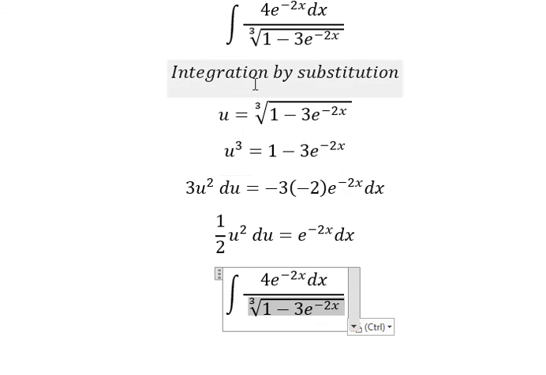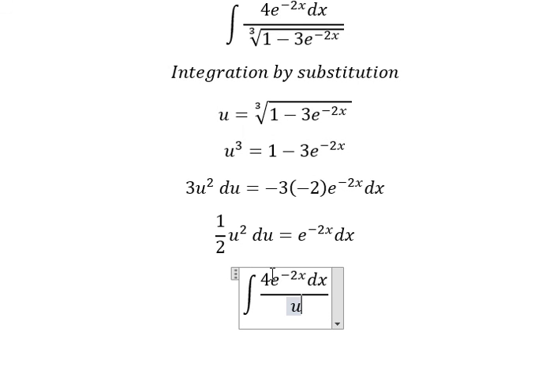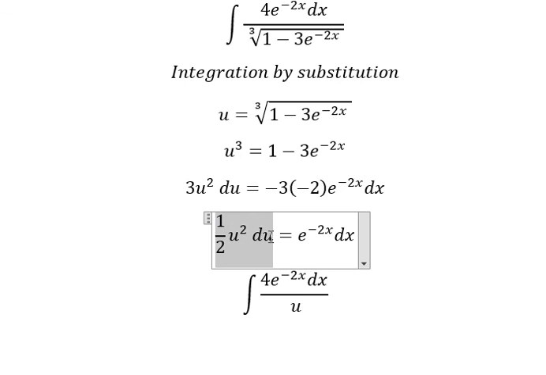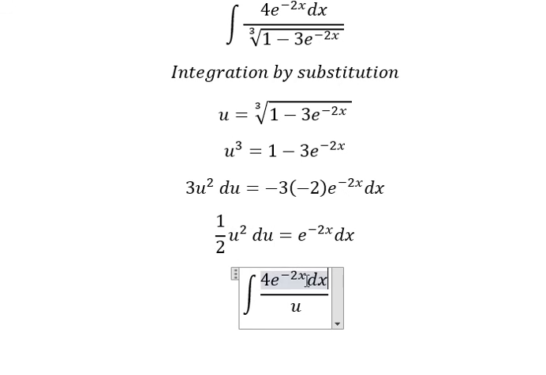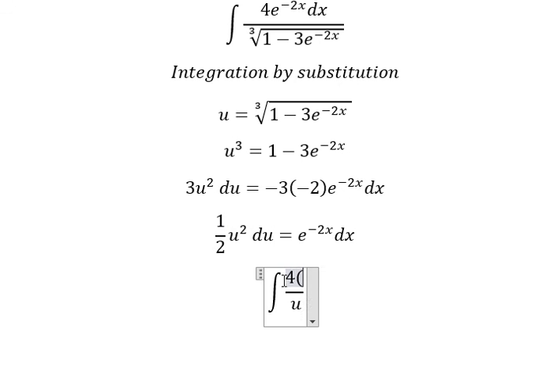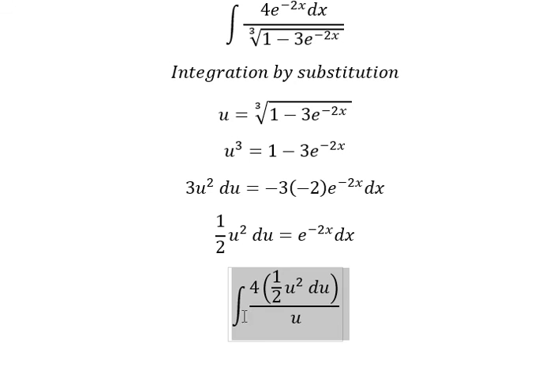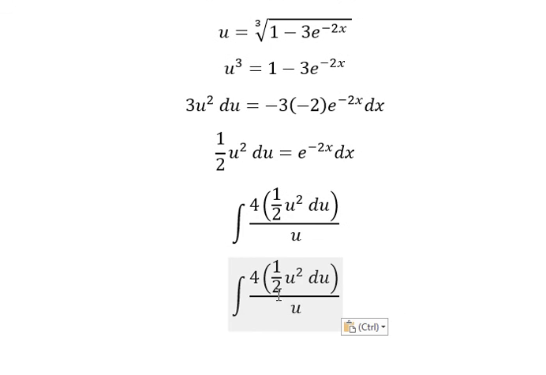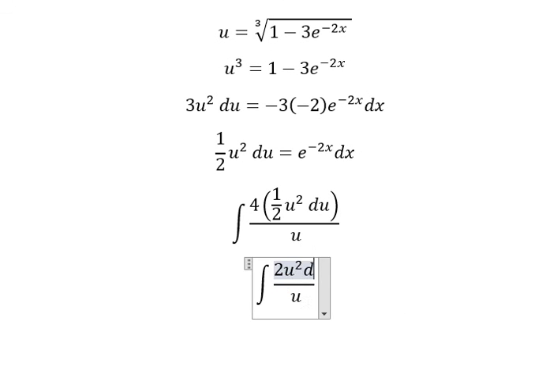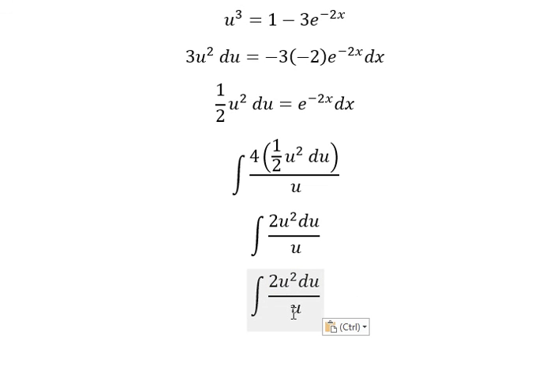This one, we change by u. E to the power of negative 2x, dx, we change by this one. Four divided by 2, we have number 2. U squared divided by u, you got u.